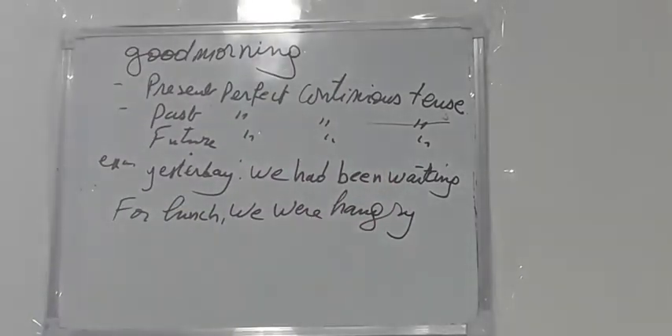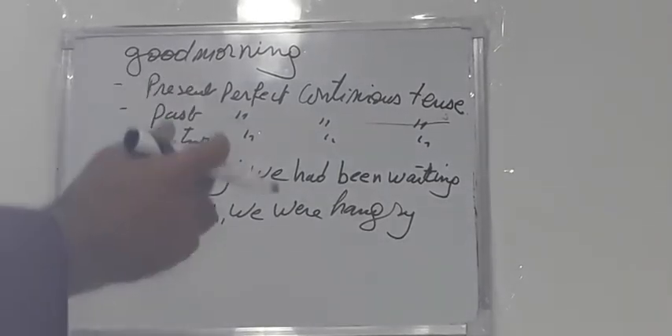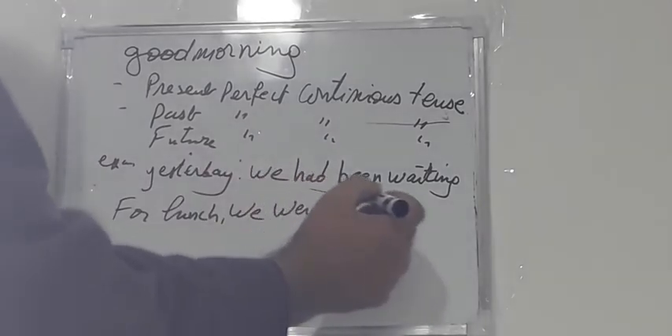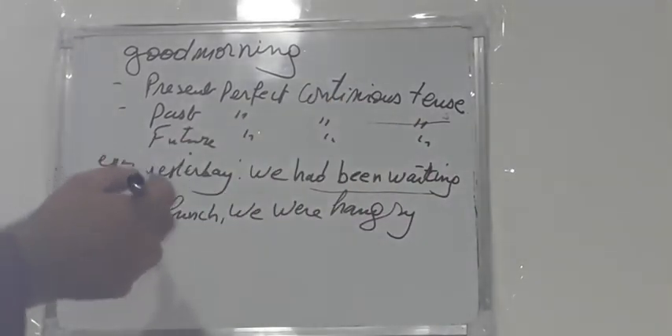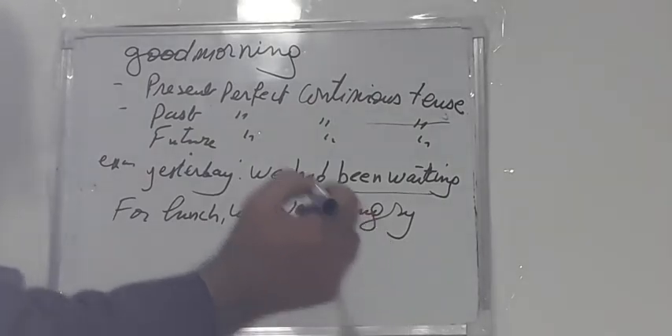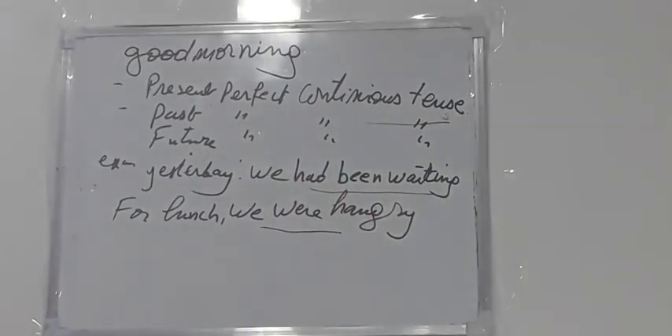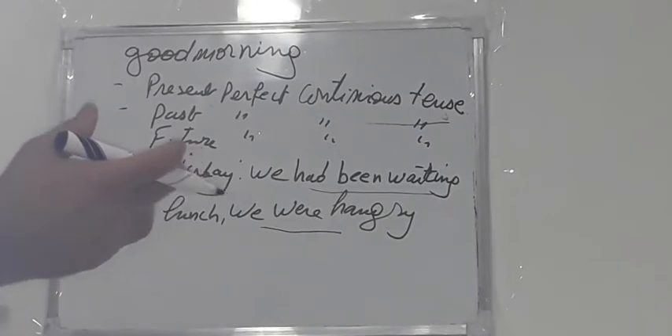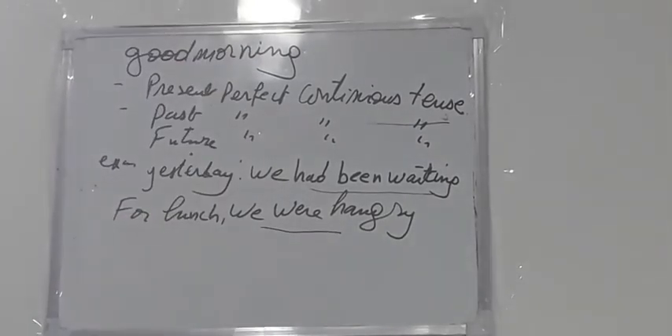You see, we have two actions. The first one happened in the past, a prolonged action in the past, had been waiting, and the result is in the past. We were hungry. That means that the two actions began in the past and finished in the past.